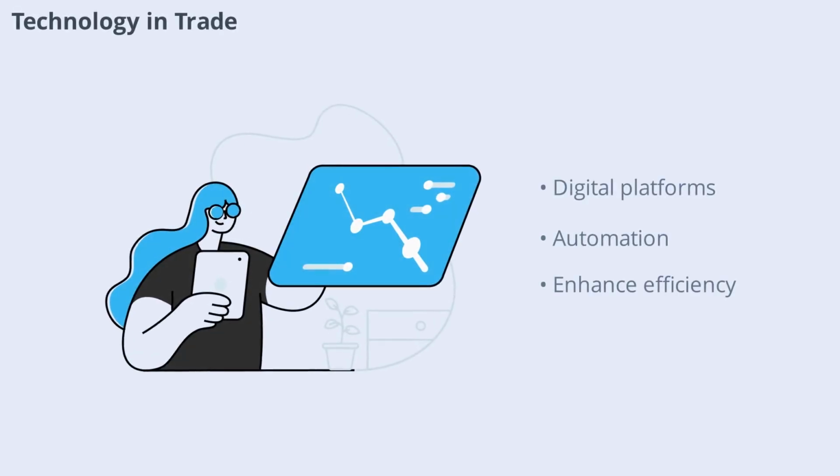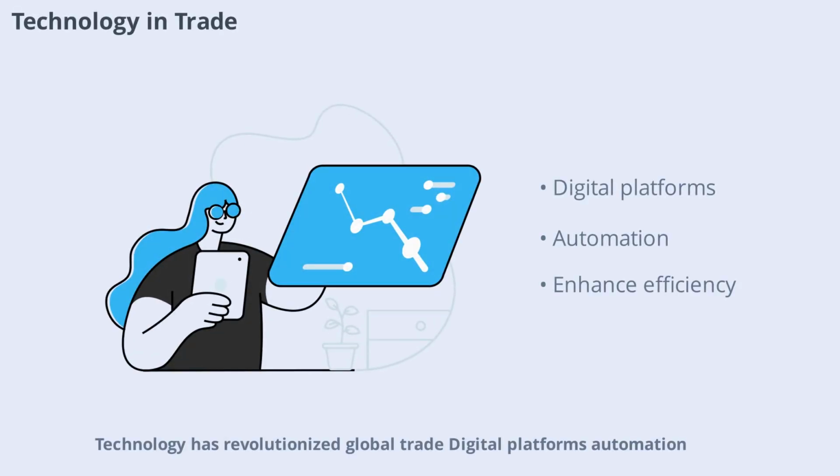Technology has revolutionized global trade. Digital platforms, automation, and logistics software make it easier for businesses to connect and exchange goods. Economic systems influence how technology is adopted and regulated. Capitalist countries often embrace innovation while socialist nations may control access. Mixed economies balance progress with oversight. Technology enhances efficiency, transparency, and global reach.